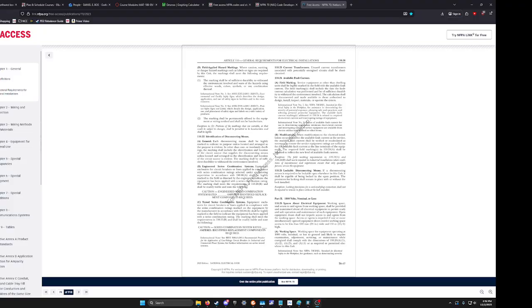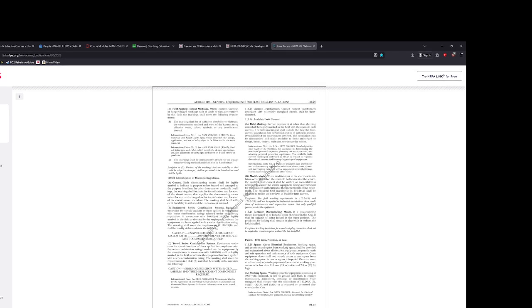Identification of disconnecting means. General. Each disconnecting means shall be legibly marked to indicate its purpose unless located and arranged so the purpose is evident. So, for example, on a panel board in a house, you're usually going to have your switches or breakers. Then on the right, you're going to have a whole thing listing out each breaker, with words that tell you what each breaker does. For example, in my house, we have a 240-volt breaker. It takes up slots 1 and 3 and is marked on the sheet next to the panel board as range. Pretty simple.